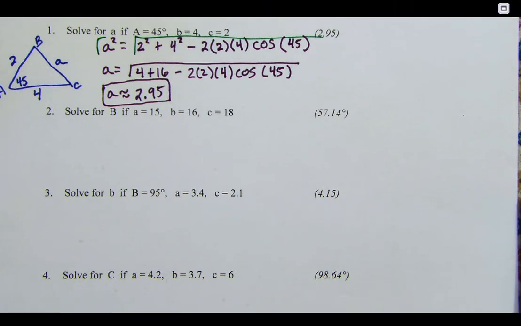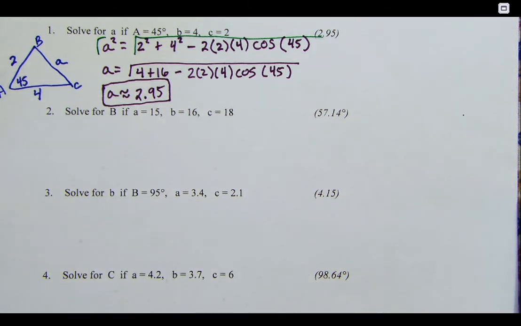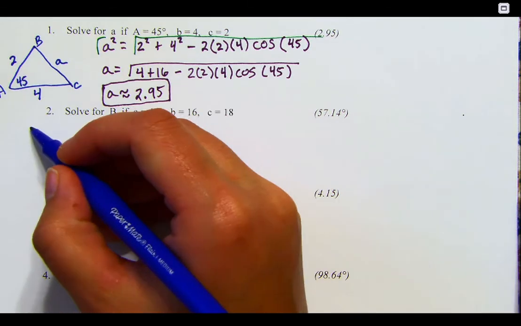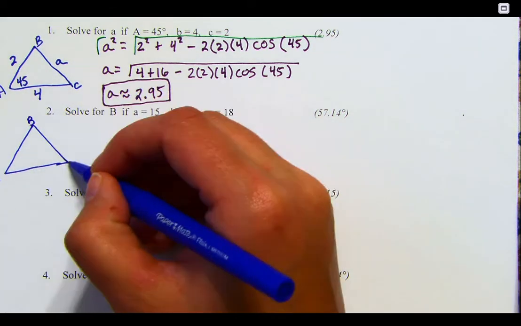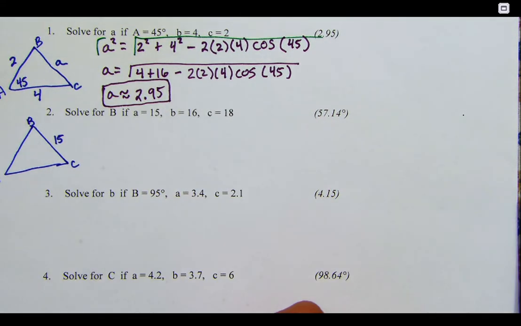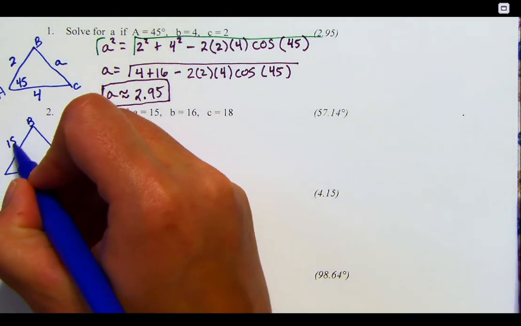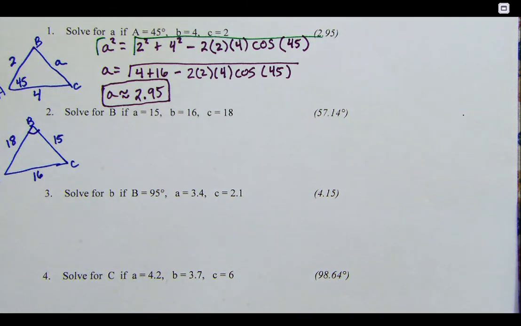In our next example, this time we are solving for an angle, and I know that because they are giving me a capital letter to solve for. So again, just to get my picture set up, A, B, C. We are told that side A is 15, side B is 16, and side C is 18. And then we are solving for angle B. So I'm just going to put a mark there, or you can put an X there. Just make sure that you know which angle we're trying to find.